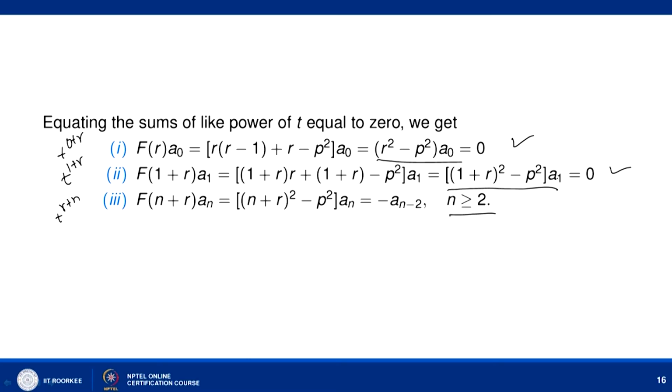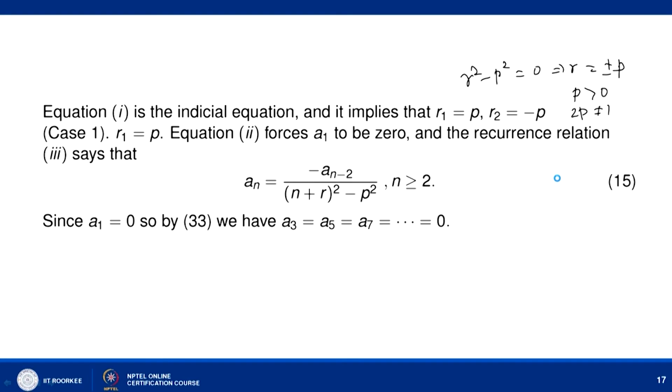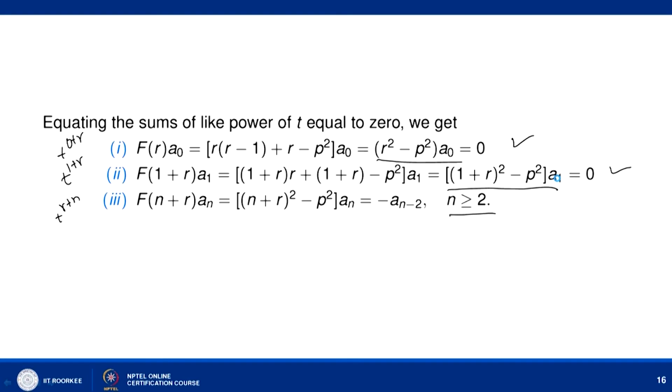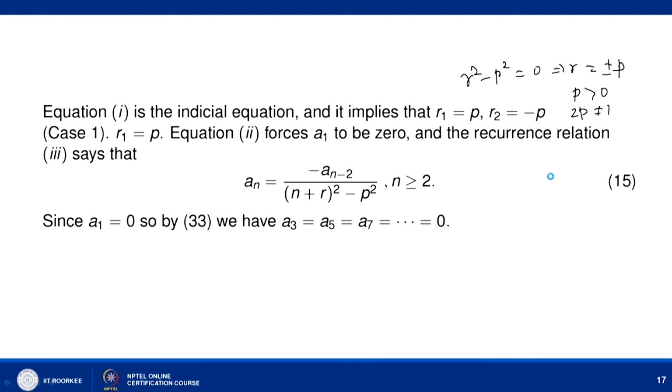So, from here we can find out the value of a1. If you put r as p, then it is (1 + p)² − p² times a1 equal to 0. Now, since this term is non-zero, a1 has to be 0. So this equation 2 forces a1 to be 0.